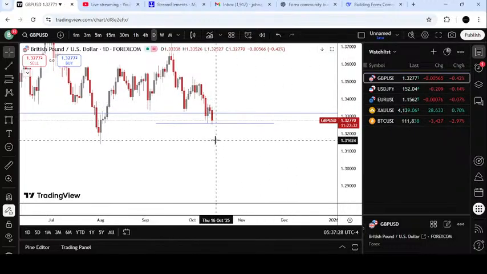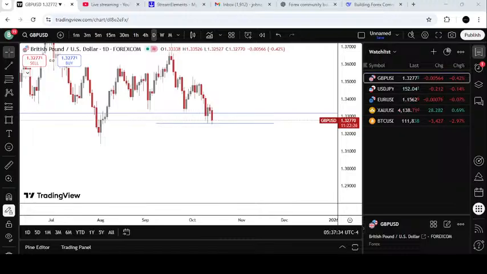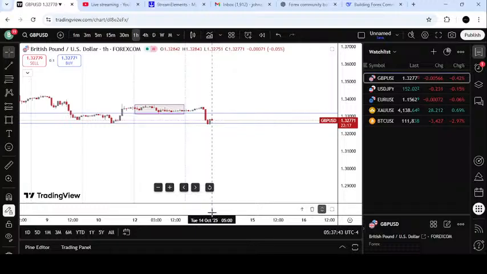So for me to frame my entries from this particular analysis, all I will need to do is to simply come in here and go down to a smaller time frame to find if I can get an entry.